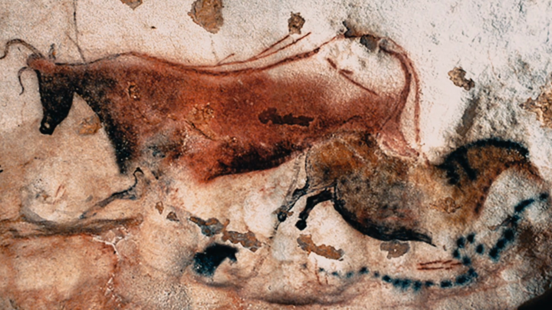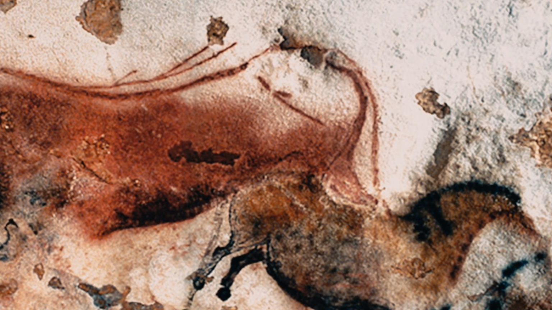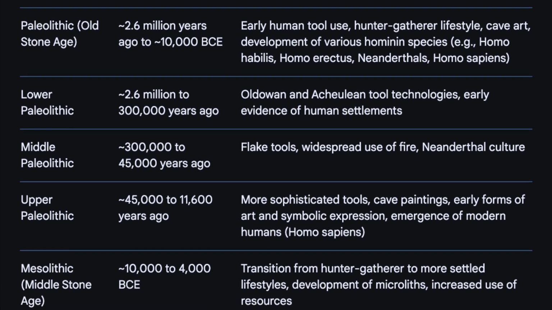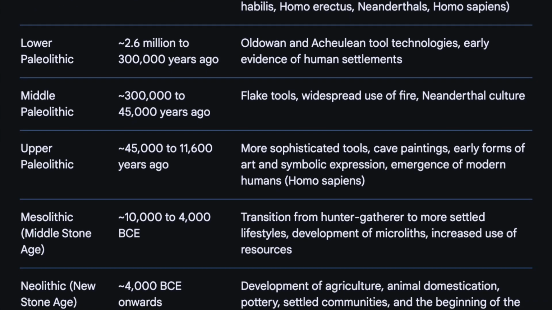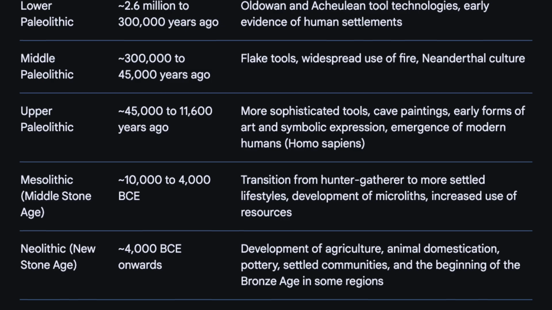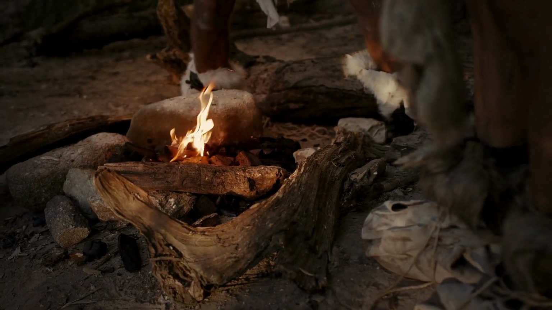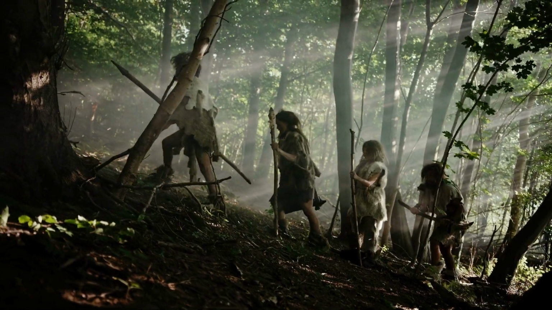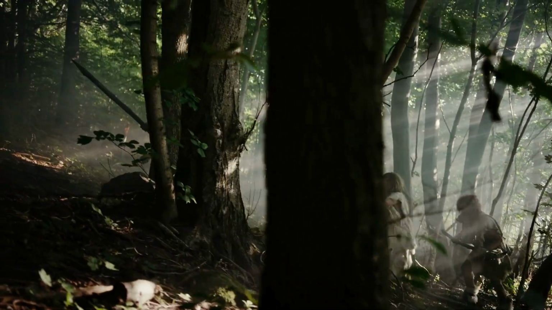So let's take a look at how prehistory is divided. Prehistory is divided into three basic epochs: the Paleolithic, the Mesolithic, and the Neolithic. So let's start with the Paleolithic period, or the Old Stone Age. Paleo means old, lithic means stone. People lived in small nomadic groups, hunting animals like mammoths, reindeer, and horses. They moved with the seasons, following herds and avoiding the harsher climates of seasonal change.